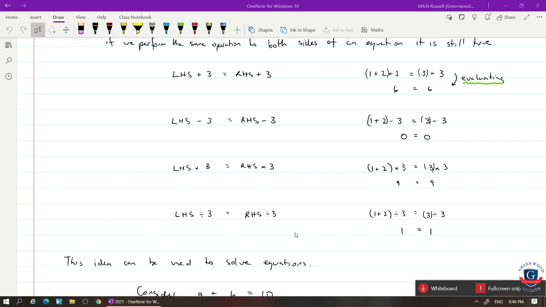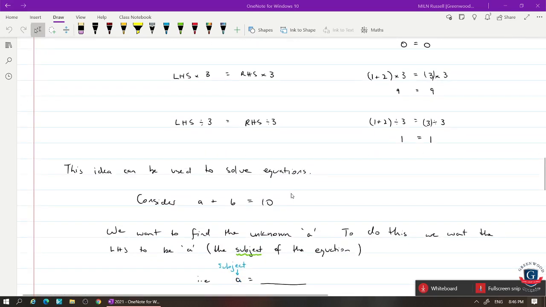Let's have a look and see if we multiply by 3. So if I multiply 1 plus 2, that would be 3 times 3 would give me 9. And on this side I've got 3 times 3 gives me 9. They're still equal. And if I divided both sides by 3, divide this side by 3, I get 3 divided by 3, that's 1. And on this side I'll get 3 divided by 3, that's 1. And 1 is still equal to 1. So the main thing to take away from this is as long as we do the same operation to both sides of an equation, the statement will stay equal once it's evaluated.